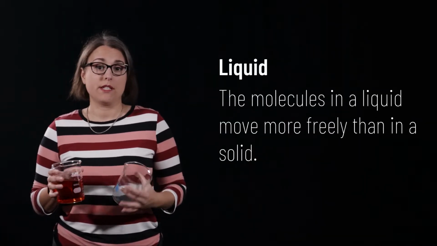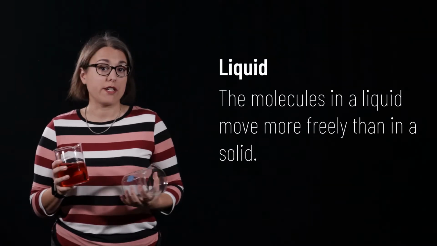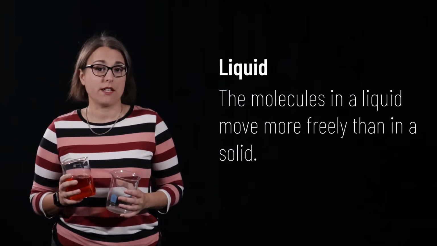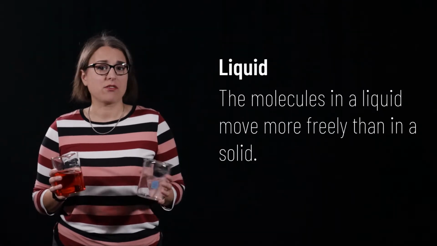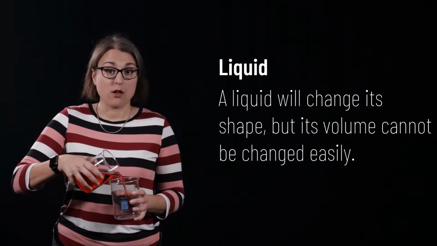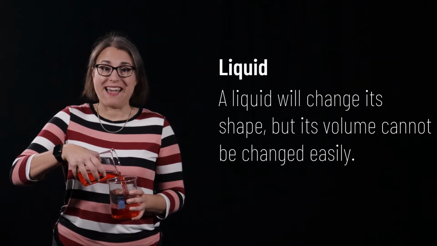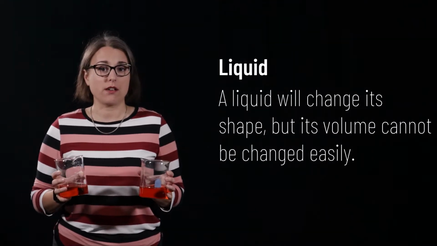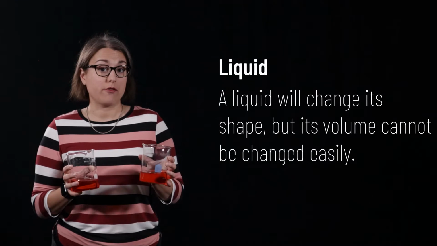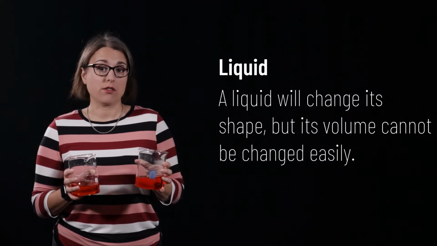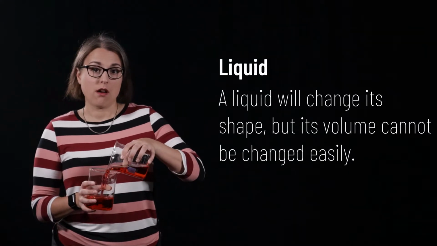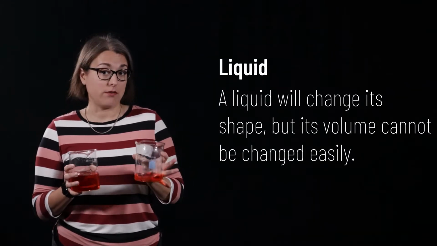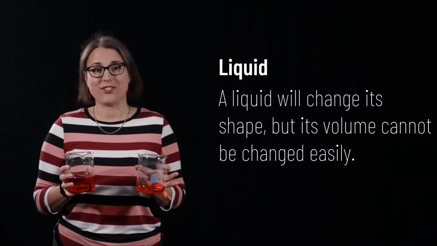A liquid is a material where the molecules or atoms are free to move about, much easier than in a solid. However, the molecules are still packed rather close together. A liquid will change its shape, but cannot be easily compressed to change its volume. When I pour this liquid from a cylindrical beaker into another, you can see that the shape of the liquid changes as it pours. However, the same amount of liquid is present, even as the shape changes.